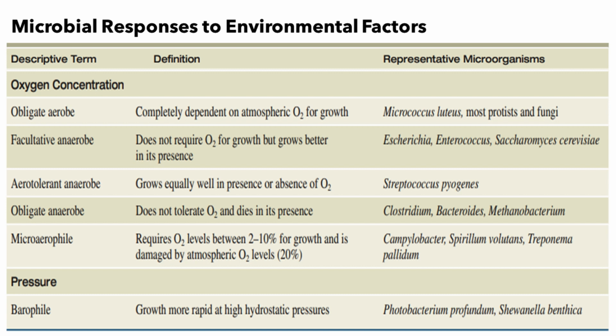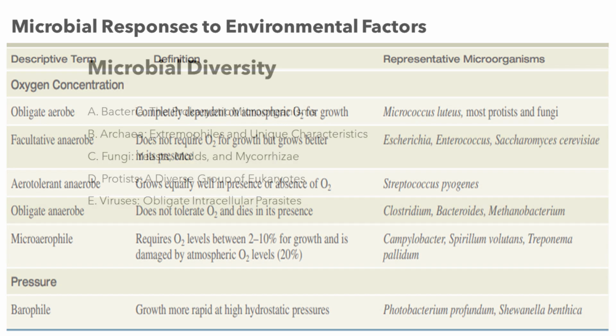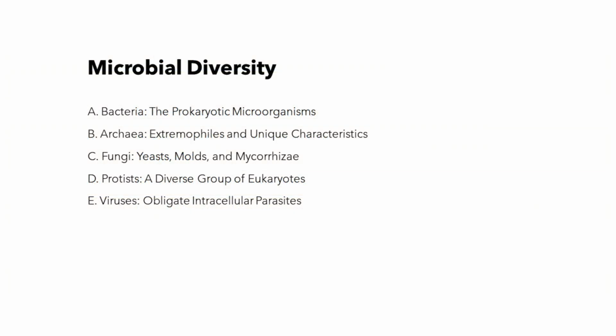Microaerophile, requires oxygen levels between 2 to 10% for growth and is damaged by atmospheric oxygen levels of 20%. For example, Treponema pallidum. Pressure. Barophile, grows more rapidly at high hydrostatic pressure. For example, Photobacterium profundum. Microbial diversity.